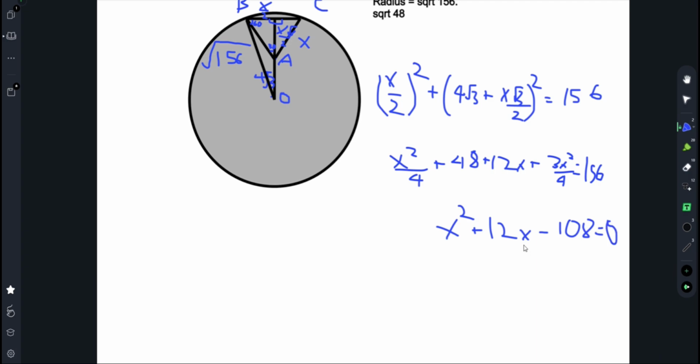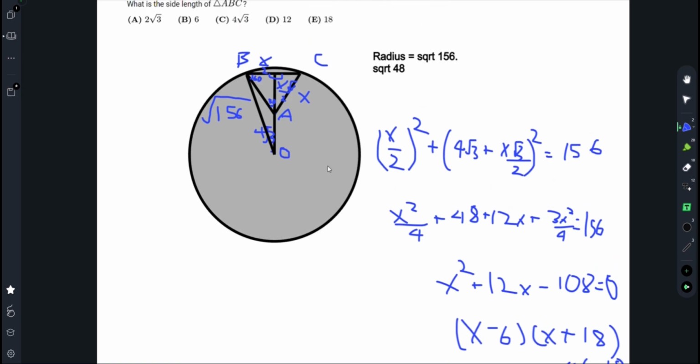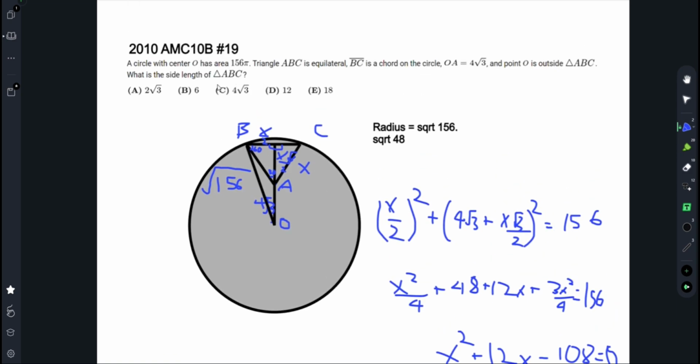And this is pretty easy factorization. We can easily tell this is just x minus 6 times x plus 18. Since x cannot be negative, this is impossible. So x is equal to 6. And since we're trying to find the side length of ABC, 6 is your answer.